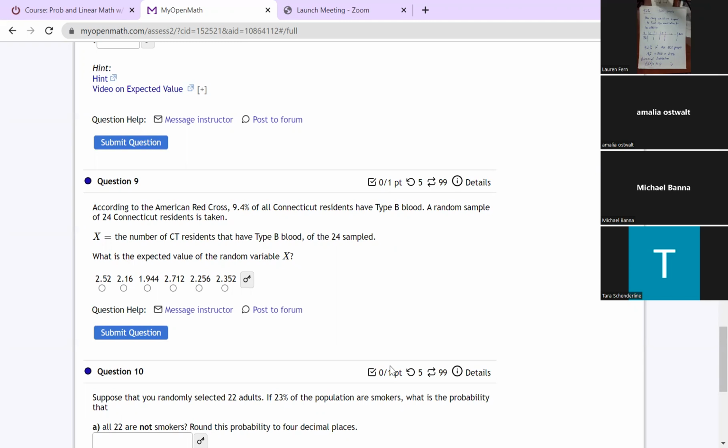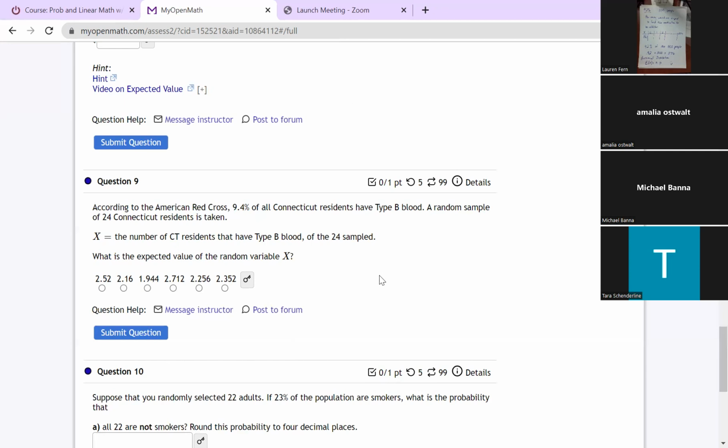Do we need to make a probability distribution table here? Good, no, we don't. You know why? What type of distribution is number 9? Binomial. That's where we use what we just did. You just take your N, which in my case is 24, times your P. So I would put 9.4% in decimal form, and I would multiply. Don't make this more difficult.